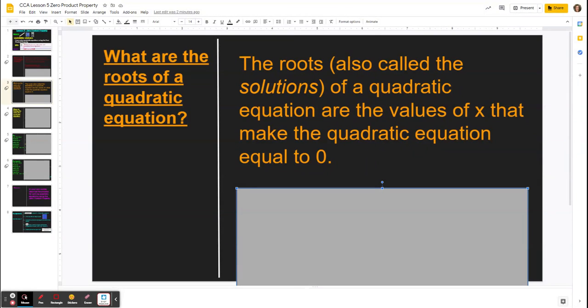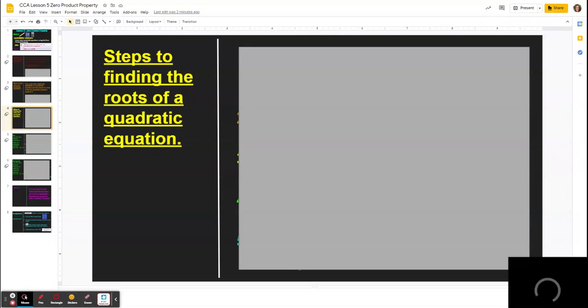All right, again, solutions are those roots. And again, we're going to find where x equals 0. So we're going to use what we know about factoring and the zero product property to help us figure it out. So here are the steps. There are 5 steps to finding the roots of a quadratic equation. Step number 1.